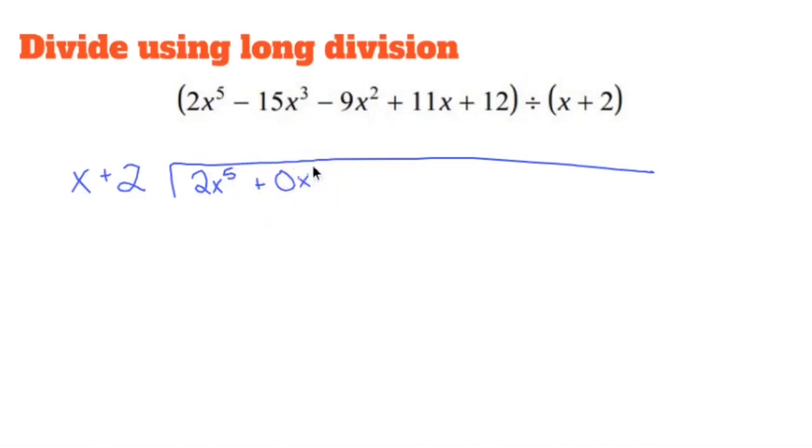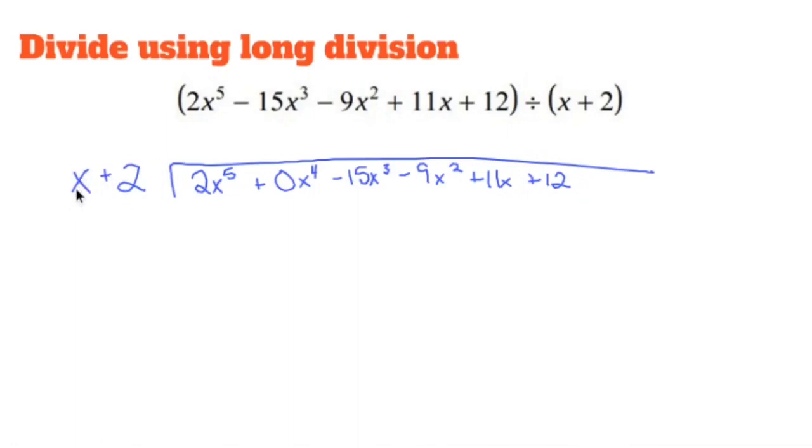0. So in this case, 0x to the fourth, minus 15x to the third, minus 9x squared, plus 11x, plus 12. This is going to be a good one. All right. Treat this like regular long division.